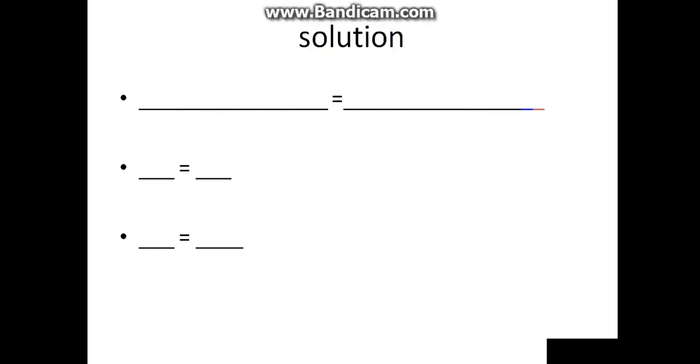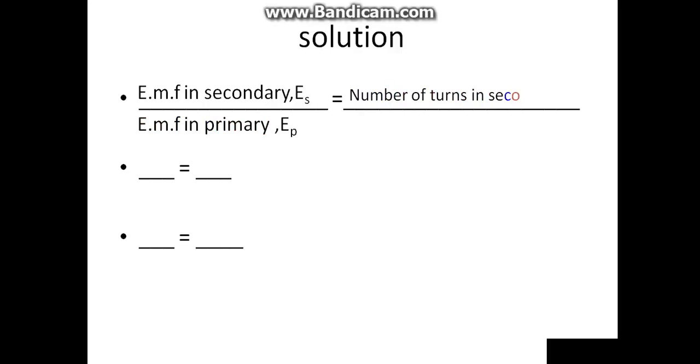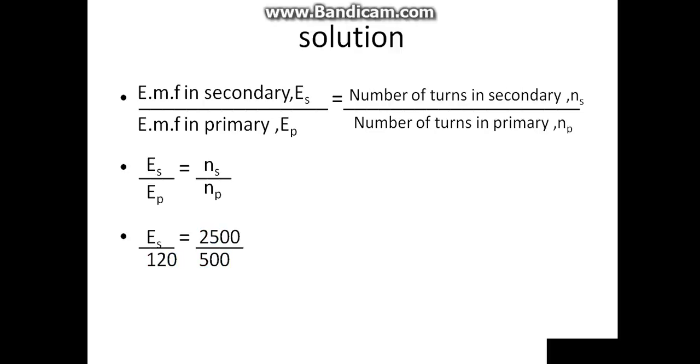Solution. EMF in secondary ES over EMF in primary EP equals number of turns in secondary NS over number of turns in primary NP. ES over EP equals NS over NP. ES over 120 equals 2500 over 500. Making ES the subject of the formula, we have 2500 times 120 all over 500, which equals 600 volts.